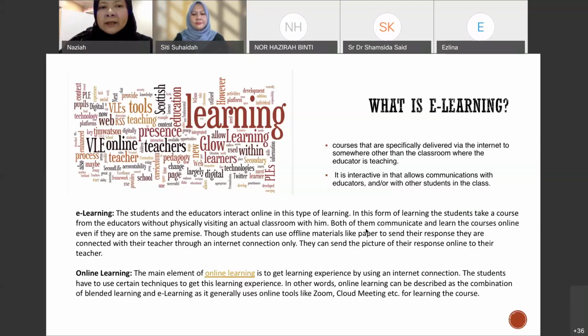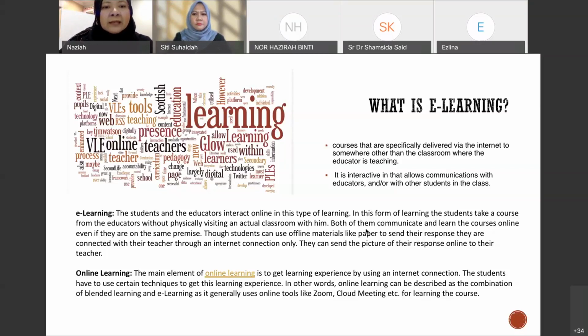In e-learning, the students and educators interact online, using any types of learning and pedagogy. In this form of learning, the students take a course from the educators without physically visiting an actual classroom, so it is all through virtual classrooms. Both the communication and the learning of the course happen online, even though it may happen in the same premises. They use certain platforms and utilize the materials in e-learning, connected with each other using the internet.